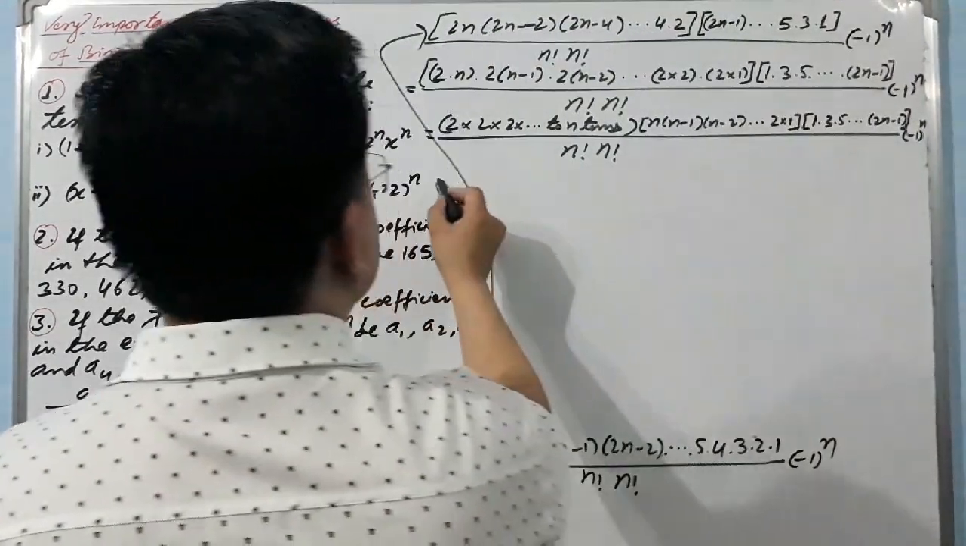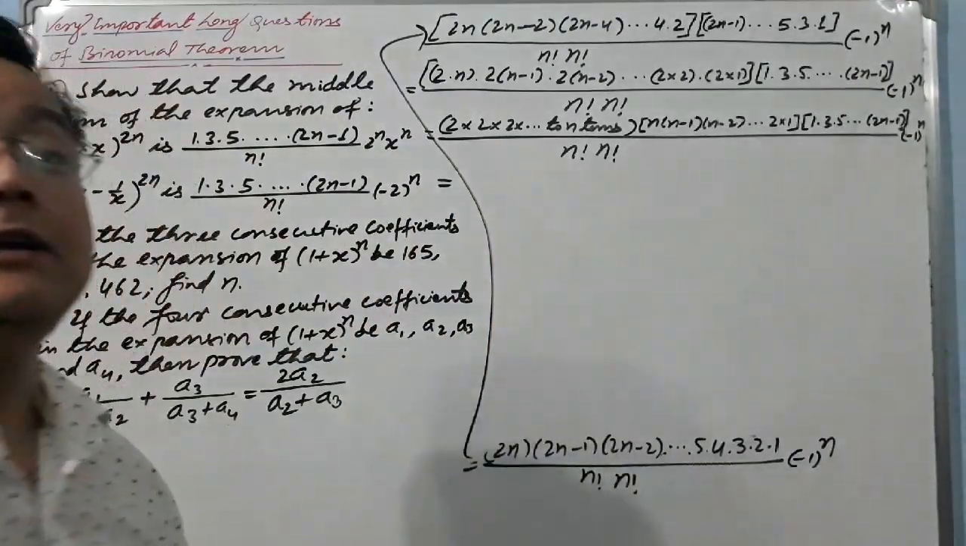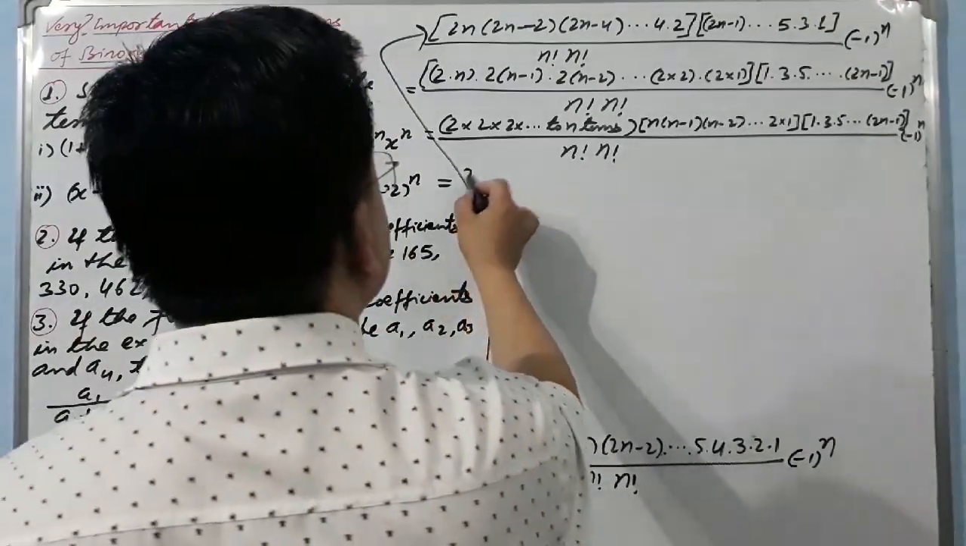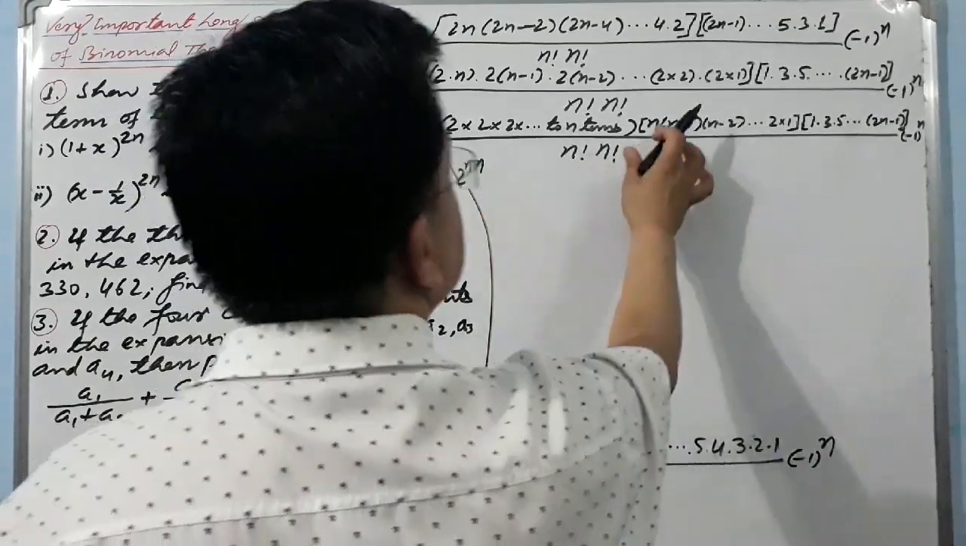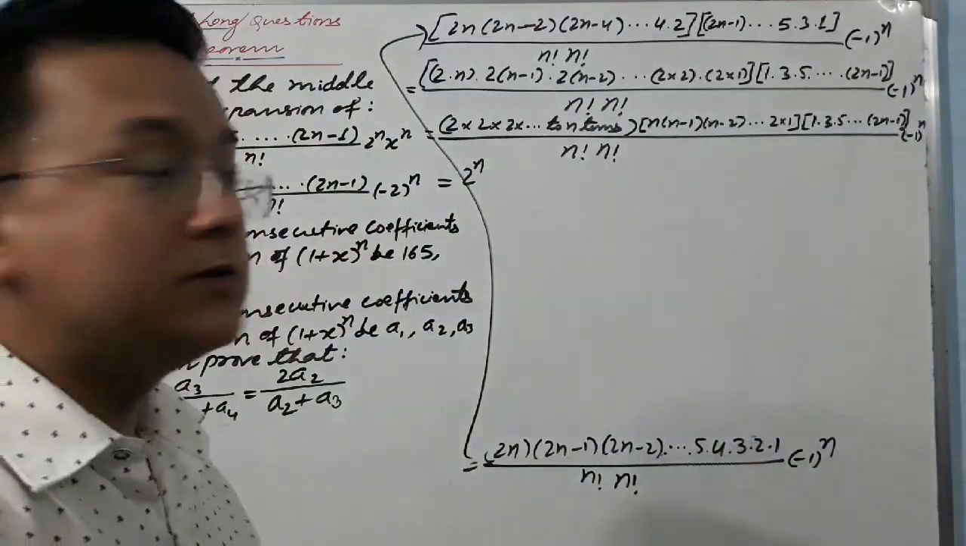Now this is 2 times 2 times 2, n terms, which you write as 2 raised to power n. Here this n, n minus 1, n minus 2, dot dot, is the expansion of n factorial.